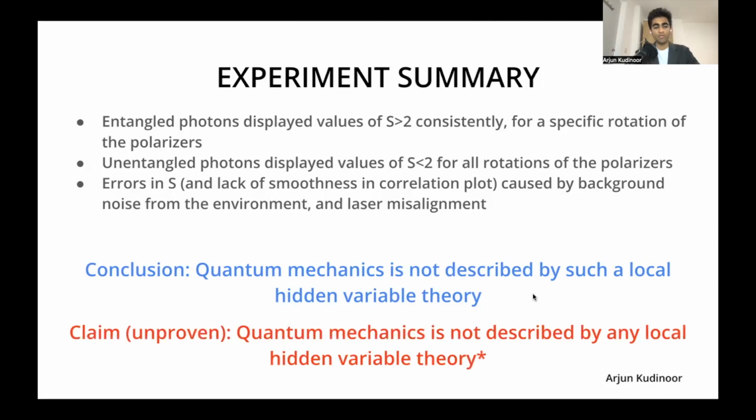Okay, now there's an unproven claim here, and that claim is much stronger. It says quantum mechanics is not described by any local hidden variable theory. So there could be hypotheses that differ from ours, local hidden variable theories that are different from the ones we hypothesized, that this inequality doesn't take into account. So I'm not stating that quantum mechanics is not described by any local hidden variable theory. It's just not described by this very broad one. Okay, questions here?